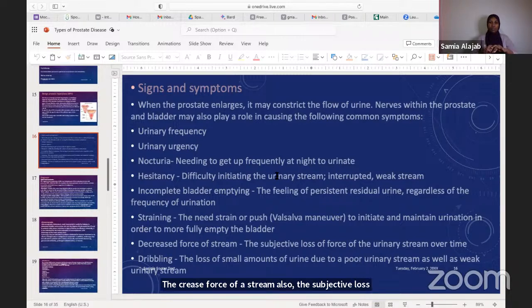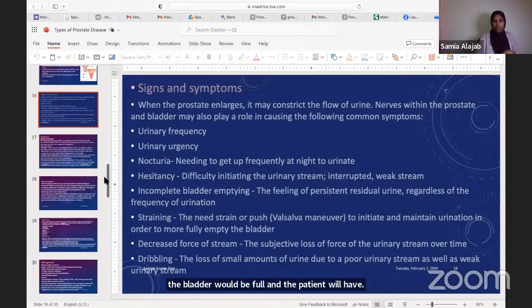and the patient will also have dribbling. So loss of a small amount of urine due to poor urinary stream, as well as weak urinary stream. So the bladder will be full and the patient will have some sort of dribbling after urination.